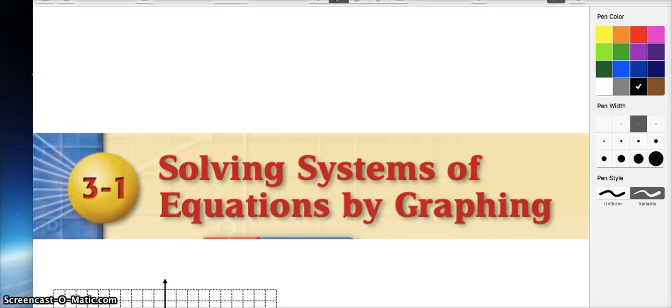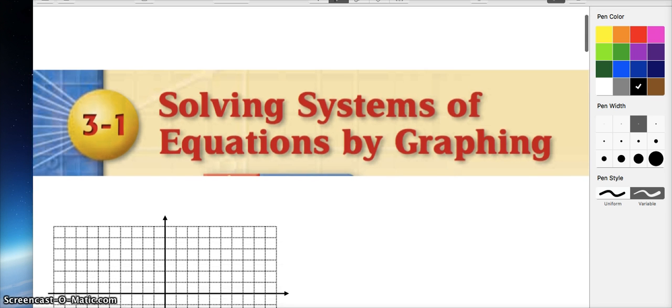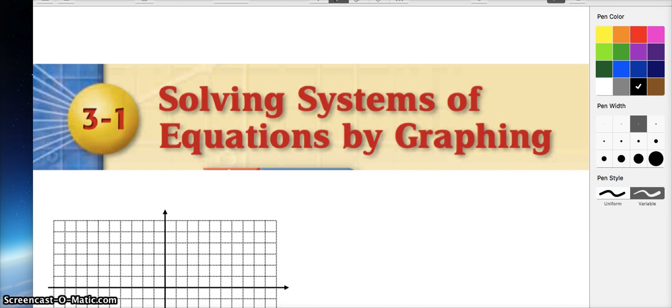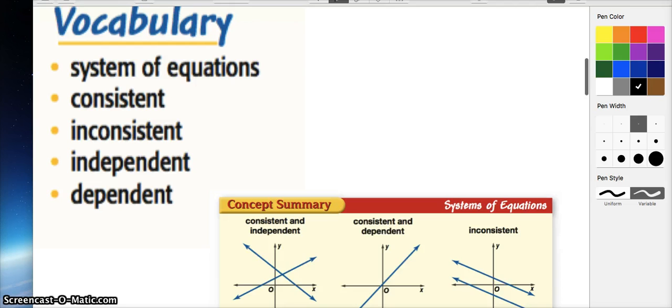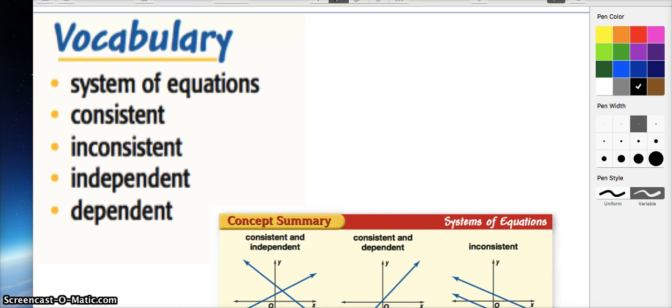Hey friends, here we are in chapter 3, first section, 3.1. We're going to solve systems of equations by graphing. The set of vocabulary that we have should be reviewed from before, but if it's not, let me know so we can discuss it at another time or even more in depth.